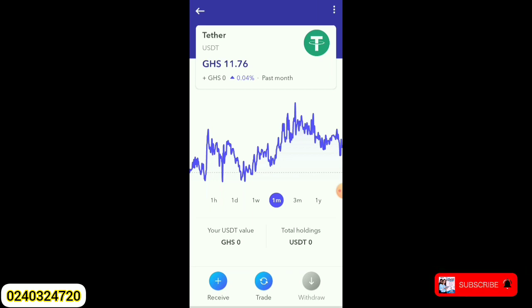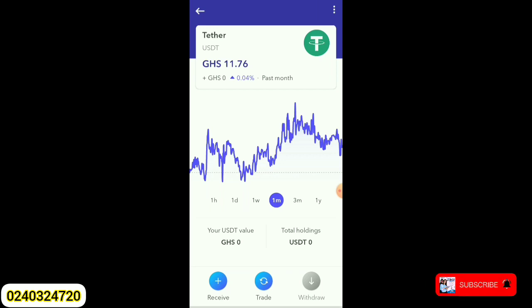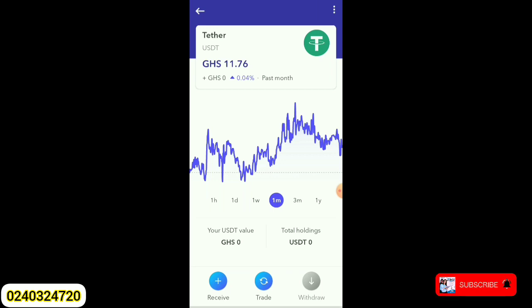So if you deposit the money, you will see that the total holding will switch from USDT 0 to, let's say, USDT 100, and it will be exchanged into Ghana cedis. Right now, one USDT will give you 11.76. That's the value of one USDT in the market. I'll explain it further, but today I want to do an introduction for you to know more about this. If you click on trade, you are good to trade. When you know you have gotten enough money or something you want to withdraw, you click on withdraw and you withdraw your money.